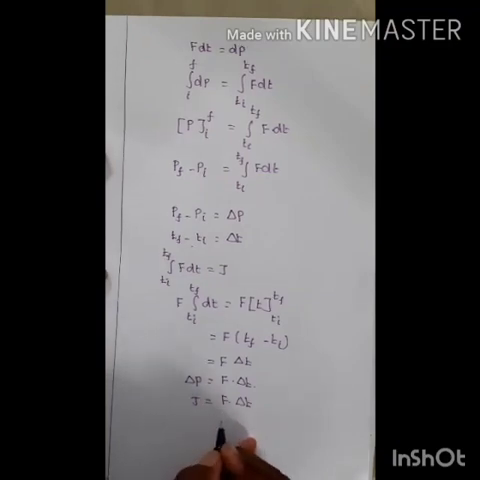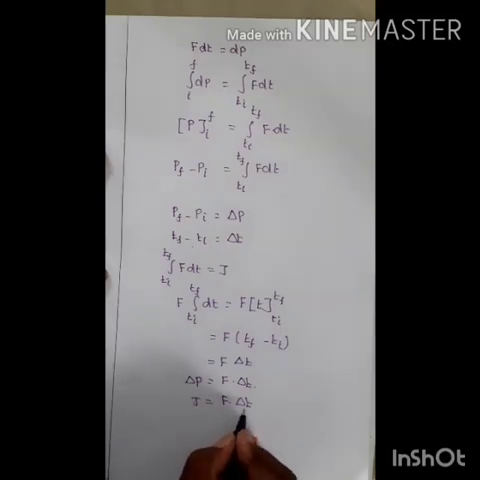Impulse is a vector quantity. The unit of force is the Newton and of time interval is the second. Therefore, the unit of impulse is Newton second.